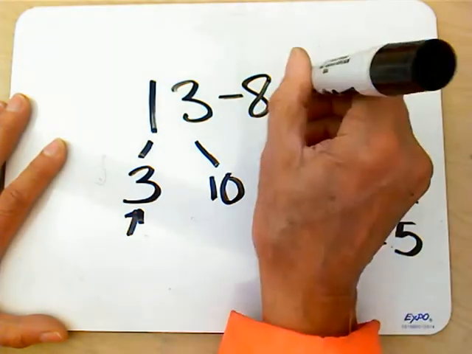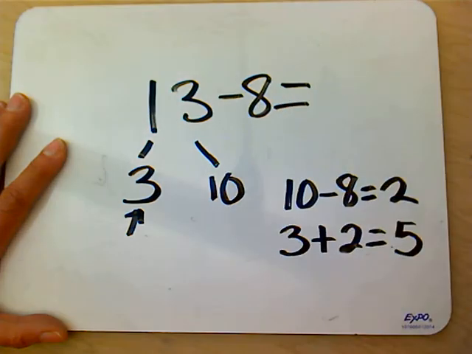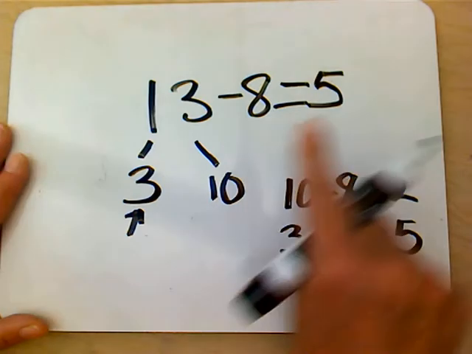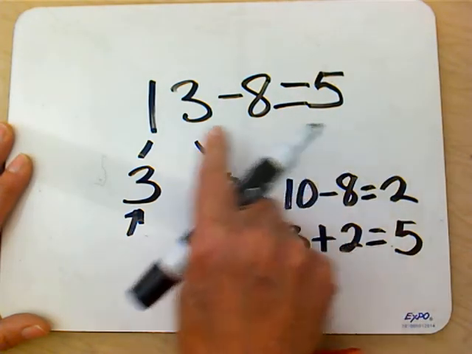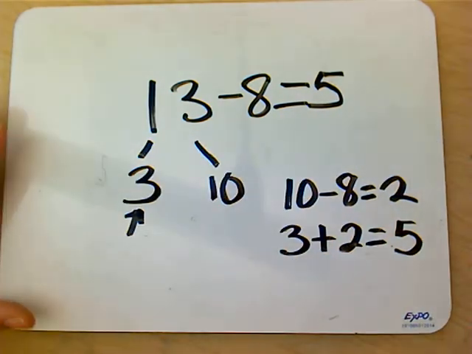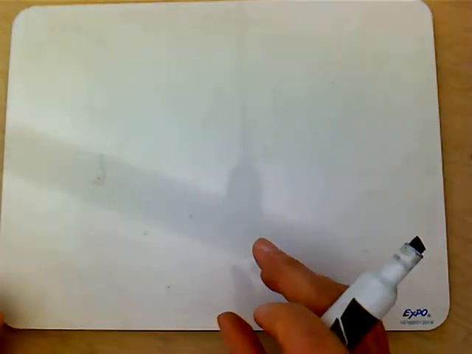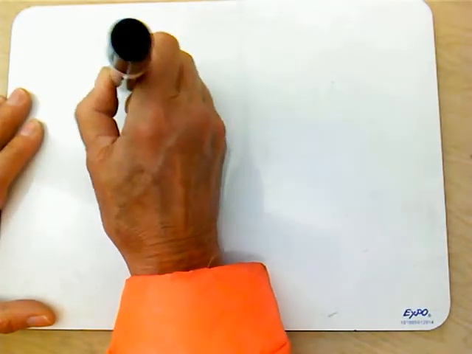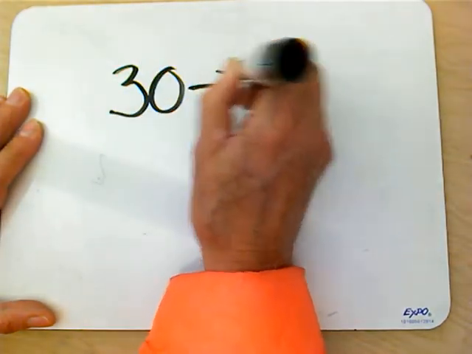Therefore, I know that 13 take away 8 is 5. Now if I think backwards, 5 plus 8 is 13. So I know I have done a great job there. All right, let's go ahead and take a look at what we did last week, just as a quick review. We had 30 take away 7.